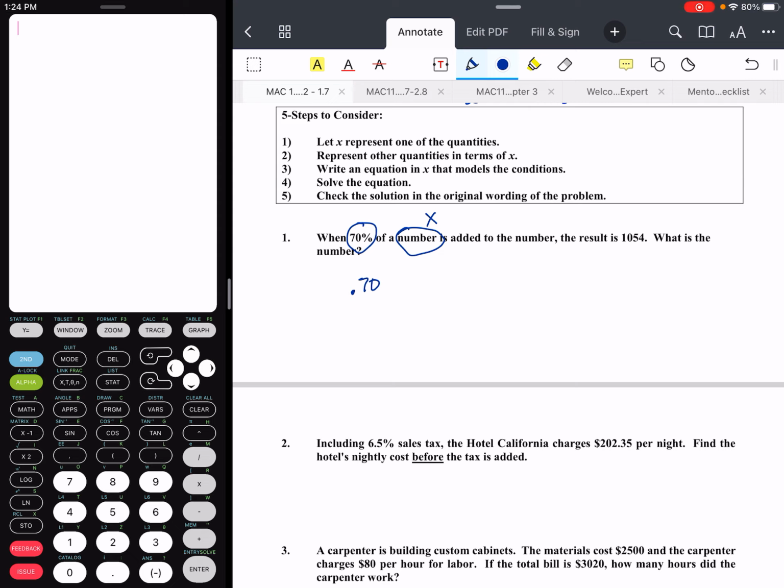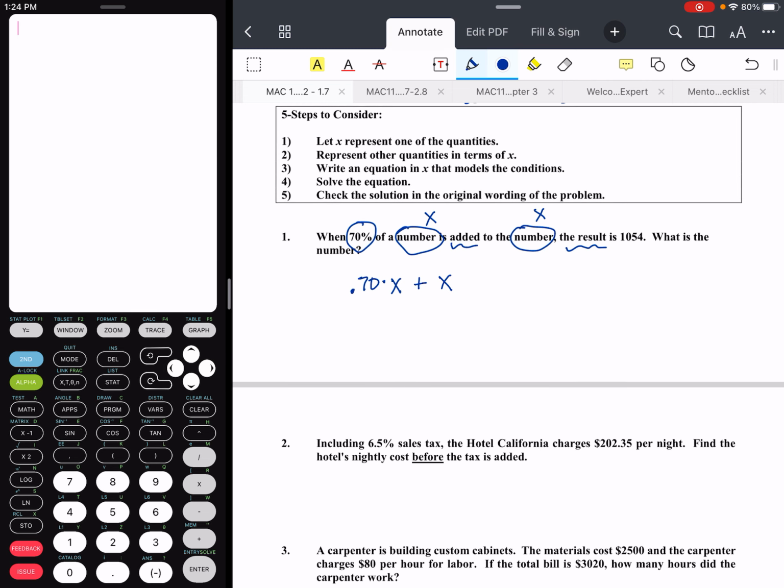70% of means multiply in math. So 70% of a number X is added to, so I'm going to put a plus sign here, is added to the number. Remember that we're calling the number X, so I'm going to write X there. The result is, that means it equals 1054.